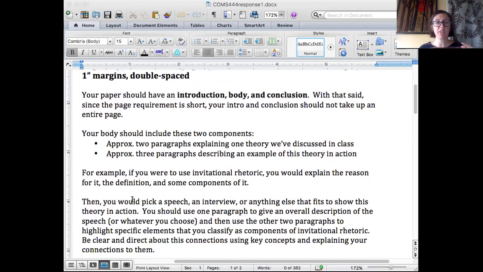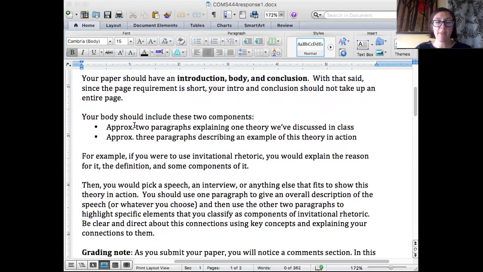So with this paper, what you're going to be doing is you're going to pick one of the theories that we will have discussed in the next few weeks. You're going to basically summarize that theory, and then you're going to try to show that theory in action in some way or another. So what I want you to try to do is spend about 2 paragraphs on the theory. So maybe spend one of those paragraphs talking about the theory generally, and then the next paragraph being more specific about one part of that theory.